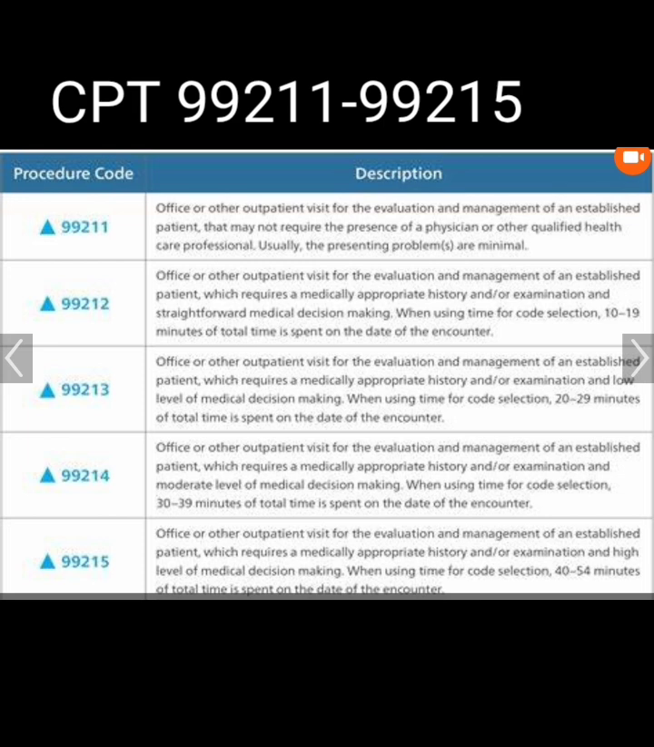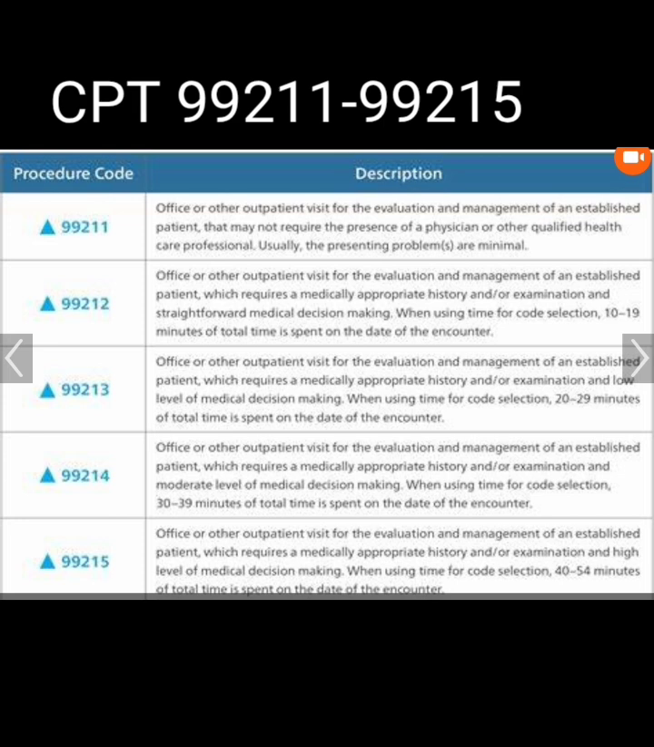99213 is also a low medical decision-making code, and it is time-based by 20 to 29 minutes, so under 30 minutes. And if we're looking at the medical decision-making model, then it would be one stable chronic condition like depression or anxiety or ADHD. The risk is low. And then as far as the follow-up, it would be for a medication refill or brief coping mechanisms or something like that.